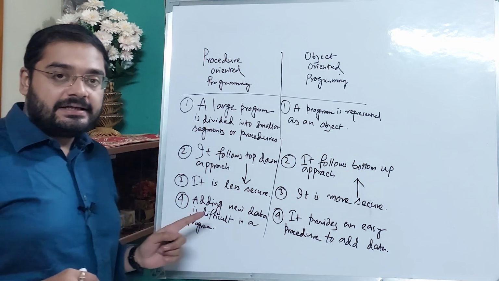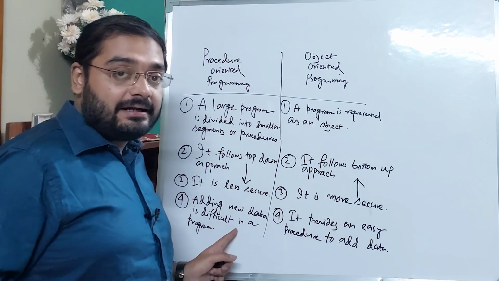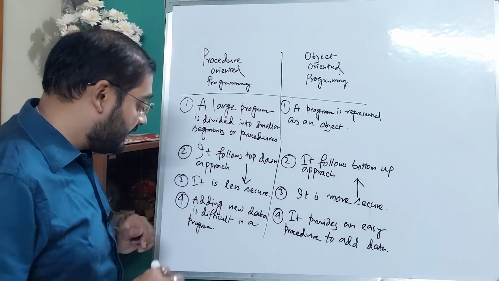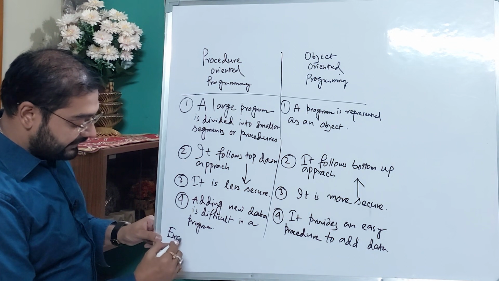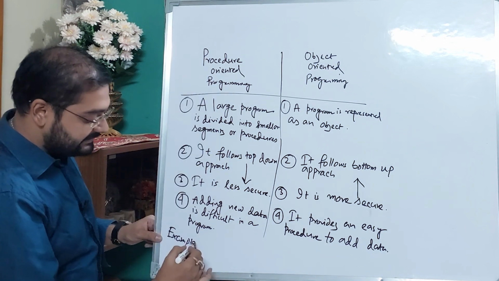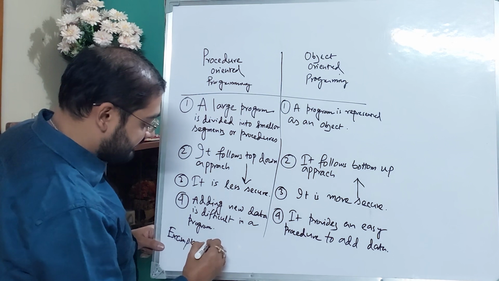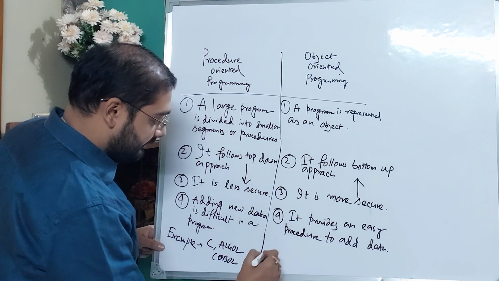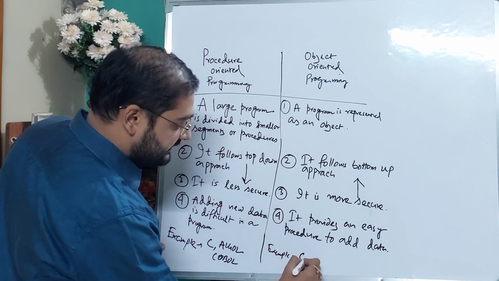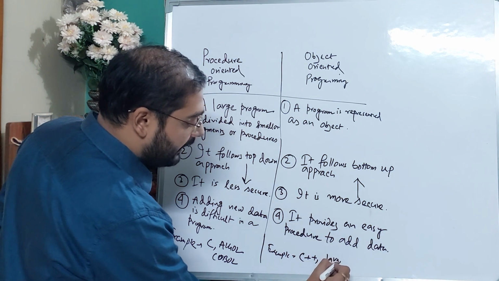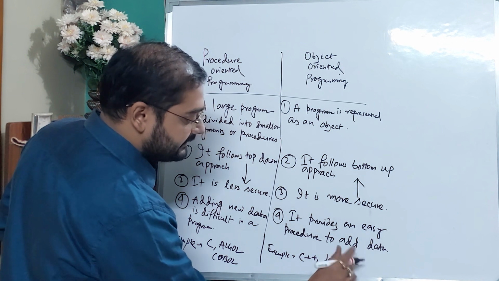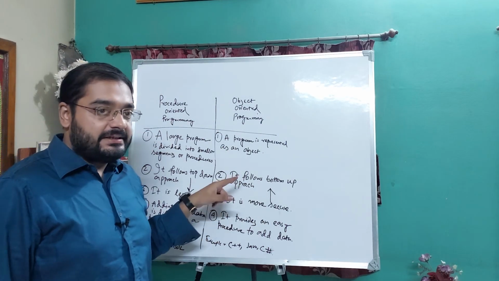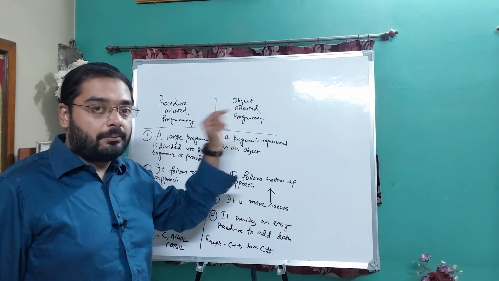Adding new data is very difficult in procedure oriented programs, while object oriented provides an easy procedure. The last point is only an example: for procedure oriented, C, Algol, Cobol, and for object oriented, C++, Java, C#, etc. So that is the basic difference between procedure oriented and object oriented.